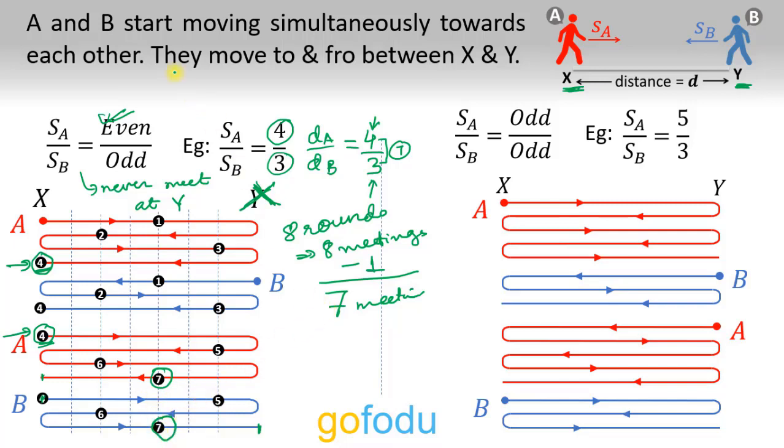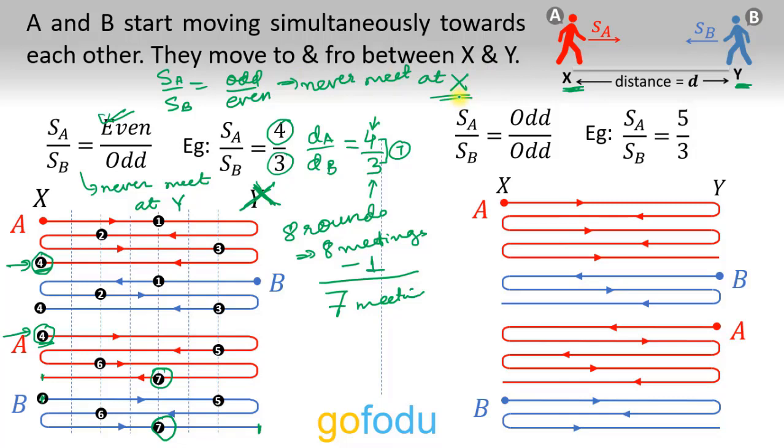Similarly, in the case when SA upon SB is odd upon even, in this case they will never meet at X, as B will be covering an even number of rounds in the same time when A covers an odd number of rounds. B is starting from Y, so after an even number of rounds, B can never end up at X, whereas A taking an odd number of rounds will either end up at X or will end up at Y. So meeting will always happen at Y. That's the common point for both. They will never meet at X.